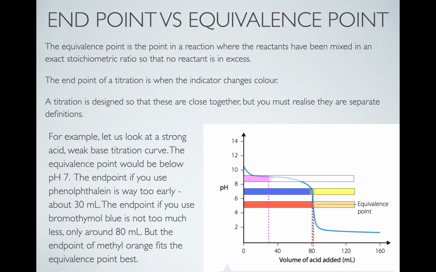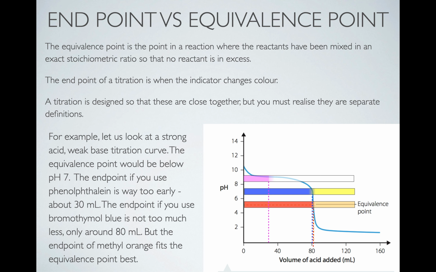Okay, now I need to go over, and I feel it's important to talk about endpoint versus equivalence point. Remember, the equivalence point is the point where no reactant is in excess, when there's a stoichiometrically equal amount of them, okay? And the endpoint of our reaction is where we see a colour change. Now, if you've got a well-designed titration, they should be roughly the same point. But if you've got a poorly designed one, they're not going to be at the same point, and you're wasting your time.